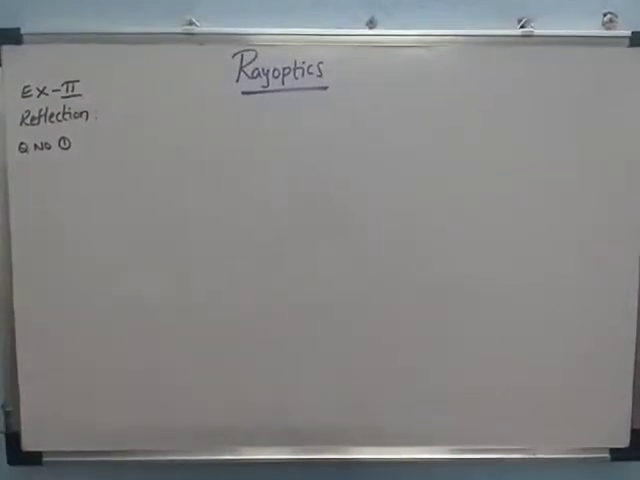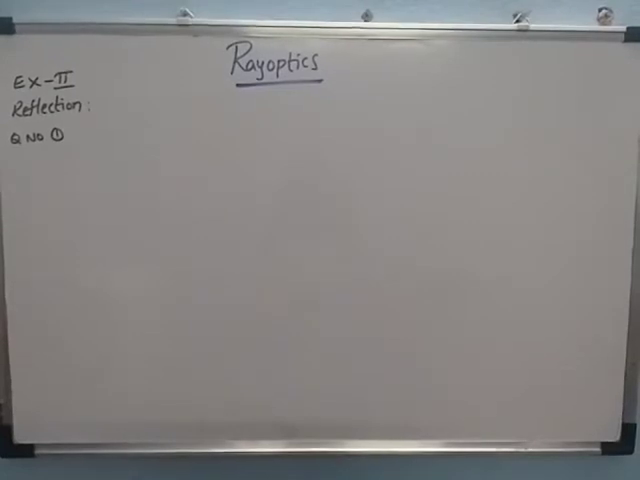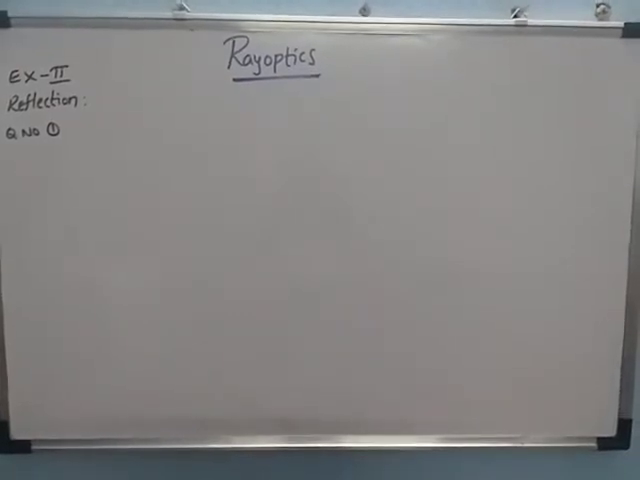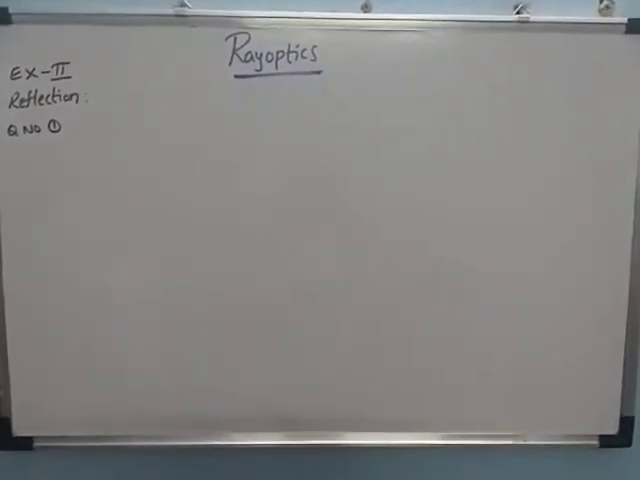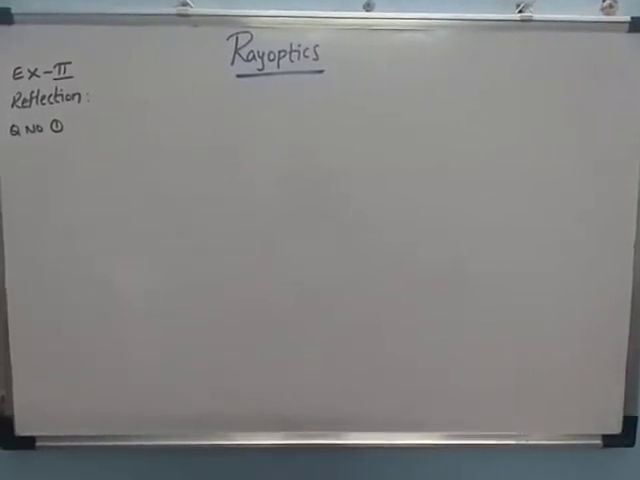Now we're discussing problems on ray optics. There is a reflection topic. Let's see question number 1. Two plane mirrors are at 45 degrees to each other. If an object is placed between them, then the number of images will be.